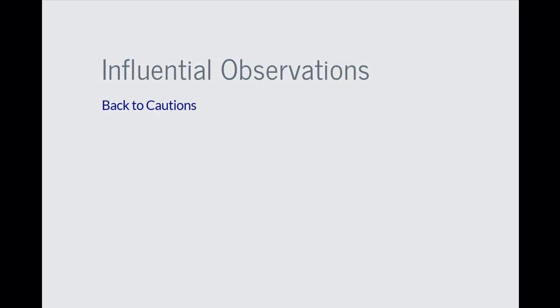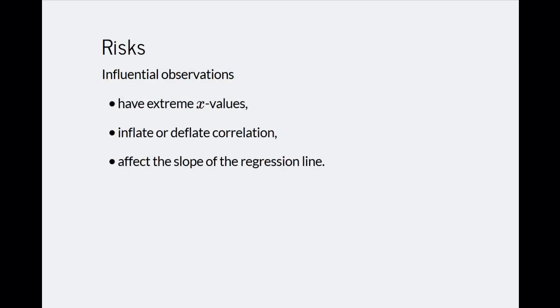Our second topic will be influential observations. An observation is considered influential if it has an extreme x value. Influential observations can inflate or deflate the correlation, and they can also affect the slope of the regression line.